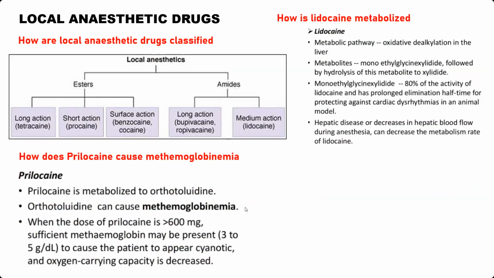What is methemoglobinemia? What are the normal forms of iron that we have? Ferrous and ferric. Ferrous getting converted to ferric. Fe2 becoming Fe3.